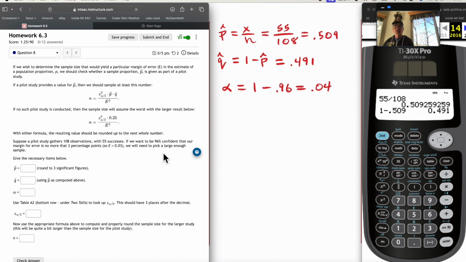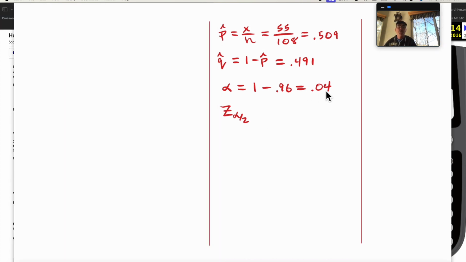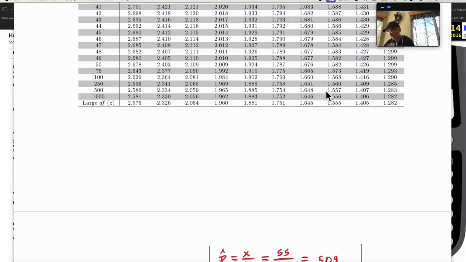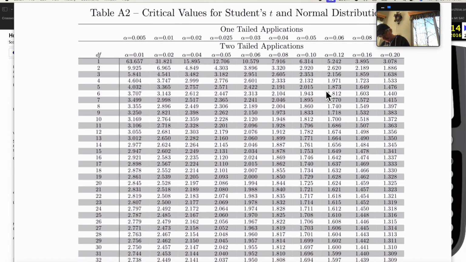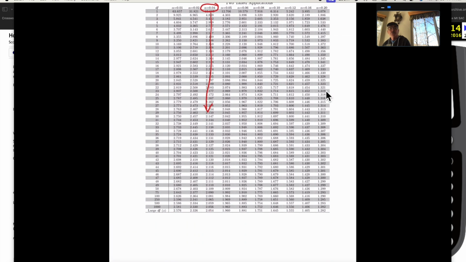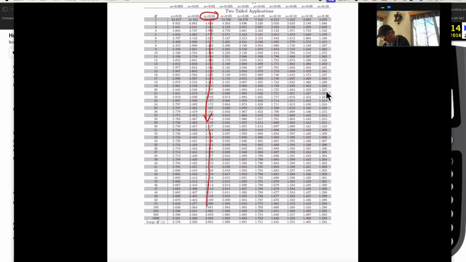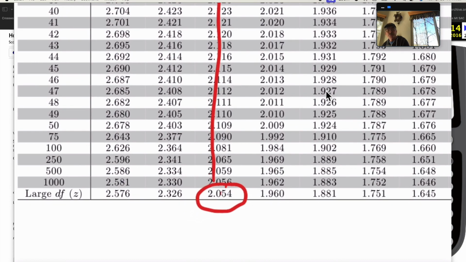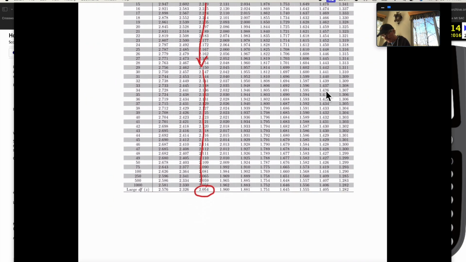Okay, and then we're going to look up our z alpha over 2 value. We do this on table A2, so if you can real quickly jump up to that table. Remember alpha is 0.04, and we always use 2 tails for these confidence intervals. So just find a heading under 2 tails that says 0.04. And then our z alpha over 2 values are always in the very bottom row. So I hope this is it. 2.054 down there is what we're going to use for our z alpha over 2.